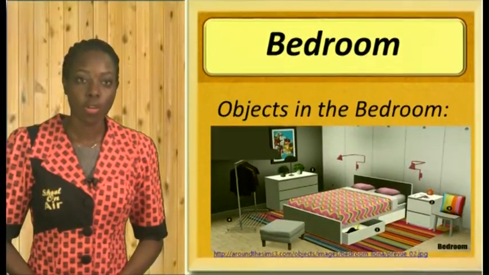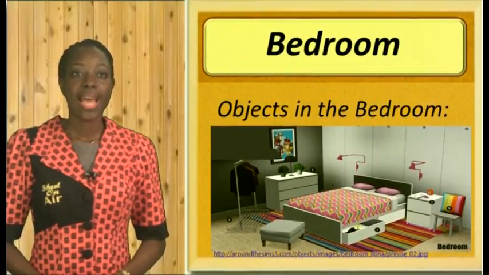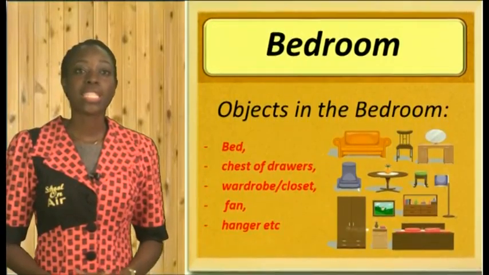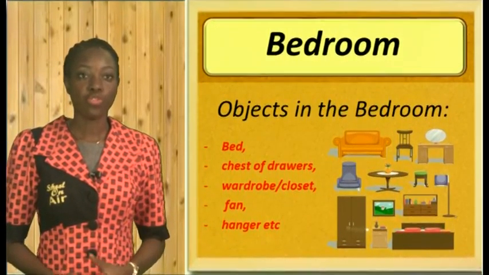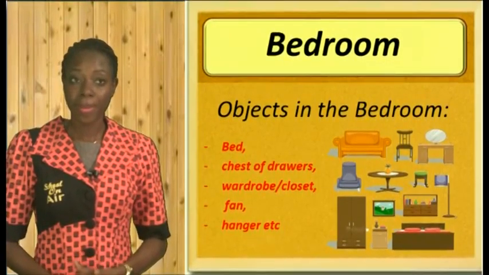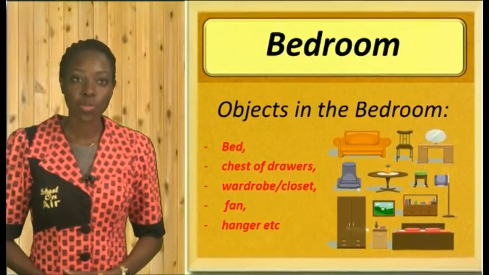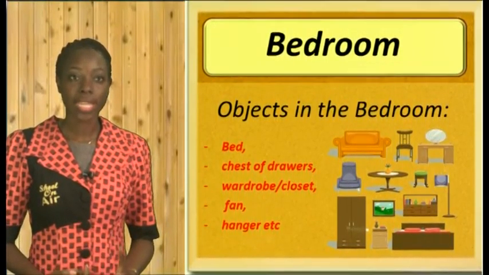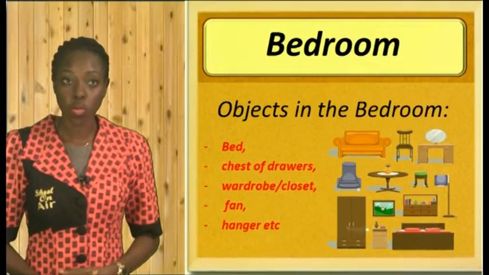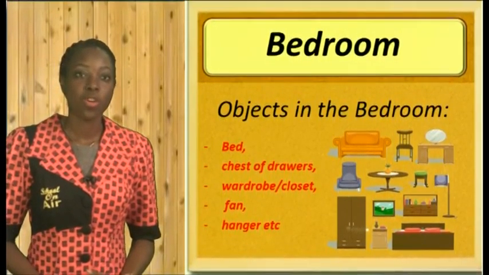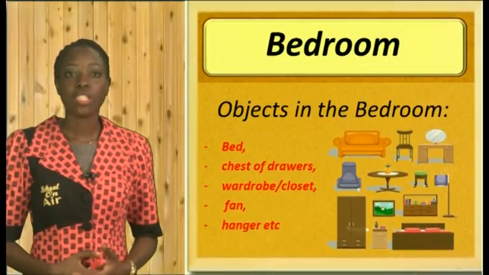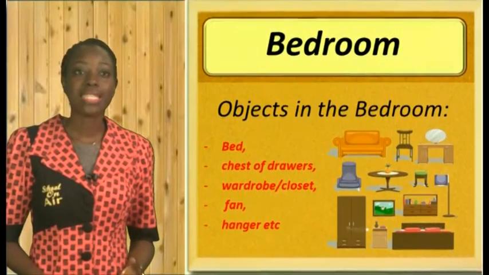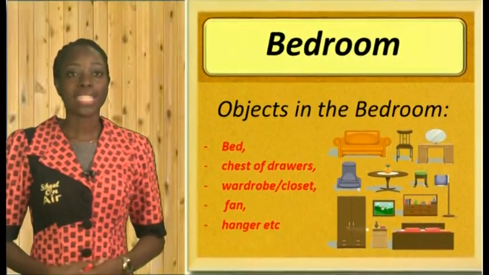Now, another room in the home is the bedroom. We have a picture of a typical bedroom, and of course, we can see some objects in the bedroom. Some of the objects include the bed, of course, a chest of drawers where you keep your clothes and stuff. We have a wardrobe or a closet where you can hang your clothes. We have a fan, we have a hanger, and a lot more like that. We have tables, we could have a mirror, a dressing table, and some other objects like that.